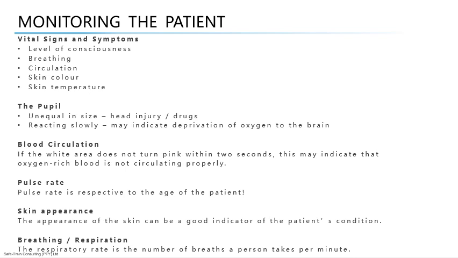Skin appearance. The appearance of the skin can be a good indicator of the patient's condition. Check color, condition, and temperature of the skin. The color of the skin. Check the color of skin in the mouth and lips. Red, pink, pale or blue. Checking the lining of the mouth and lips allows a quick assessment of patients from all ethnic backgrounds.